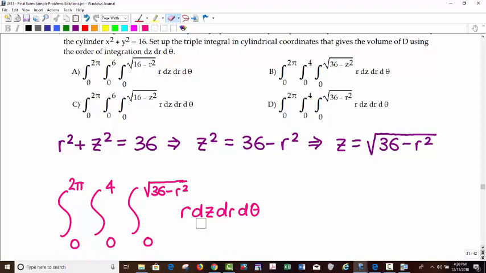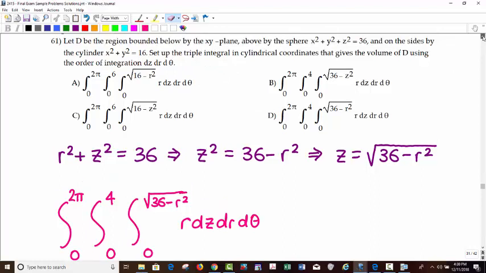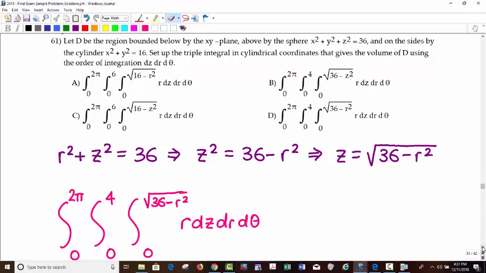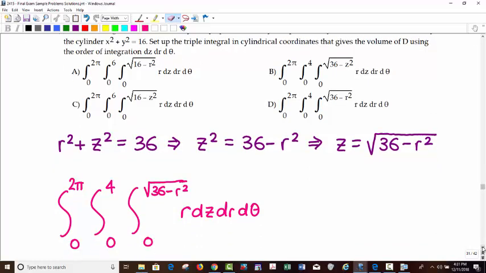And our radius is going from 0 to 4. And then there's nothing restricting it from going around the entire cylinder slash sphere. So there's 0 to 2 pi, nothing keeping it trapped in any quadrant or anything like that. So, and then there you have it.